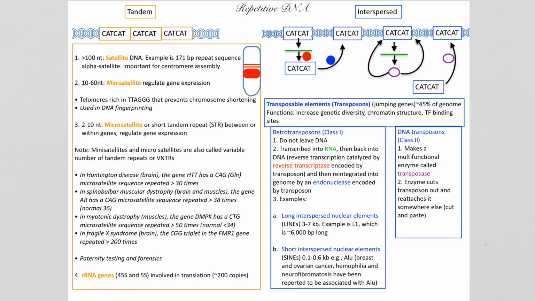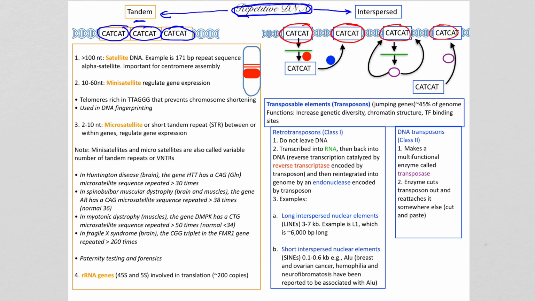So before we end this video, a few words about repetitive DNA. These are DNA sequences that are repeated, and they could be of two types, tandem repetitive or interspersed repetitive. In tandem, the repeated sequences are next to one another. While in interspersed, the repeated sequences are not next to one another, not adjacent to one another. They are interspersed. They can be anywhere along the chromosome.